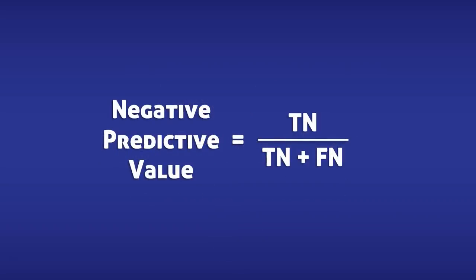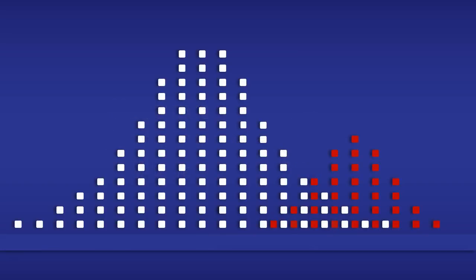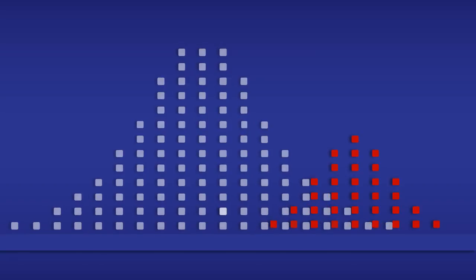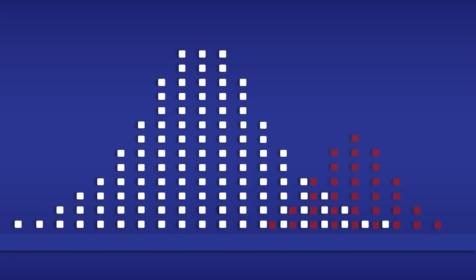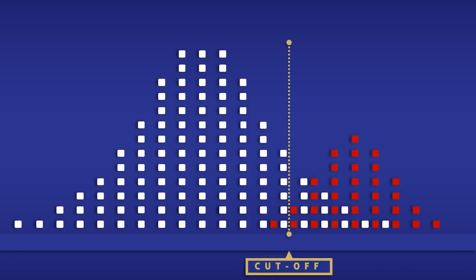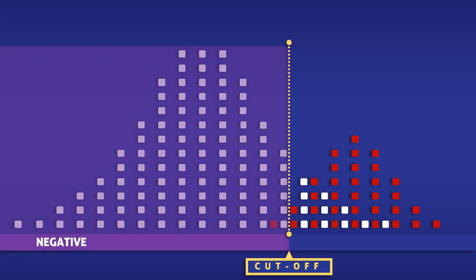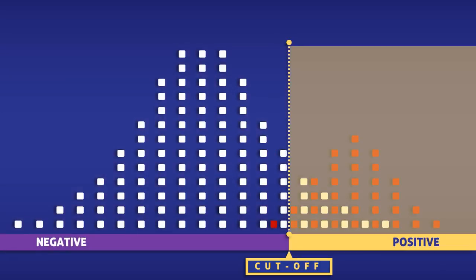The negative predictive value is calculated by dividing the number of true negatives by the total number of negative tests. To help us understand this equation, we are going to imagine that a group of people are being tested for a condition. These white squares represent individuals without it, and the red squares represent individuals with it. This yellow line represents a cutoff level for a test. To the left of the line, the test returns negative, and to the right, it returns positive.